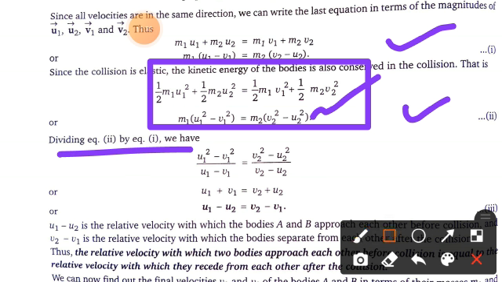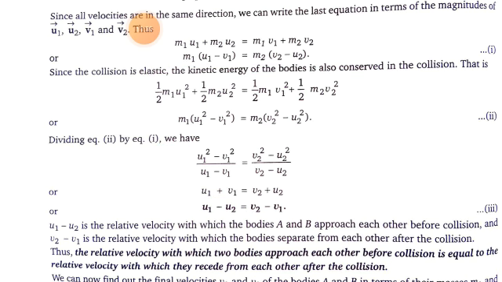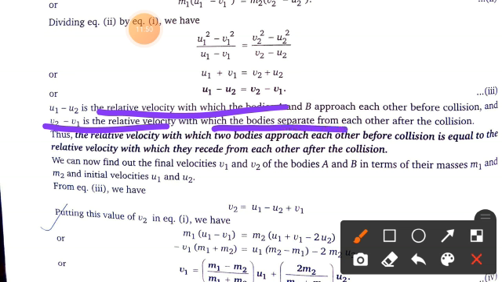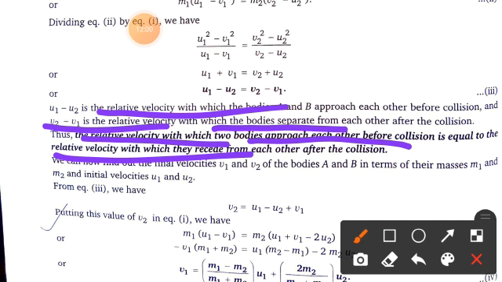If you divide it, you will get the relation u1 minus u2 equals v2 minus v1. Clear? Where u1 minus u2 is the relative velocity with which bodies A and B approach each other before collision, and v2 minus v1 is the relative velocity with which the bodies separate from each other after the collision. So you can say that the relative velocity with which two bodies approach each other before collision is equal to the relative velocity with which they recede from each other after collision.